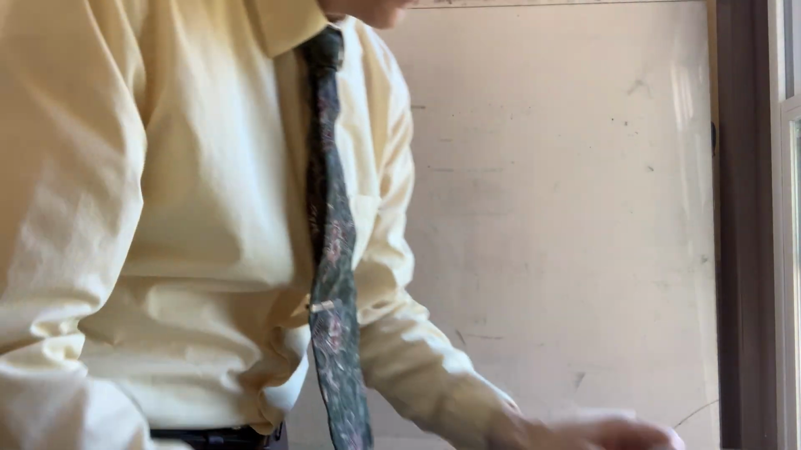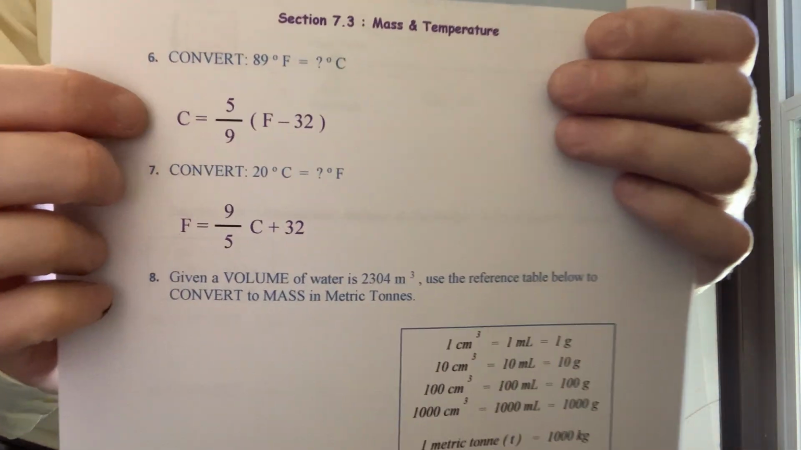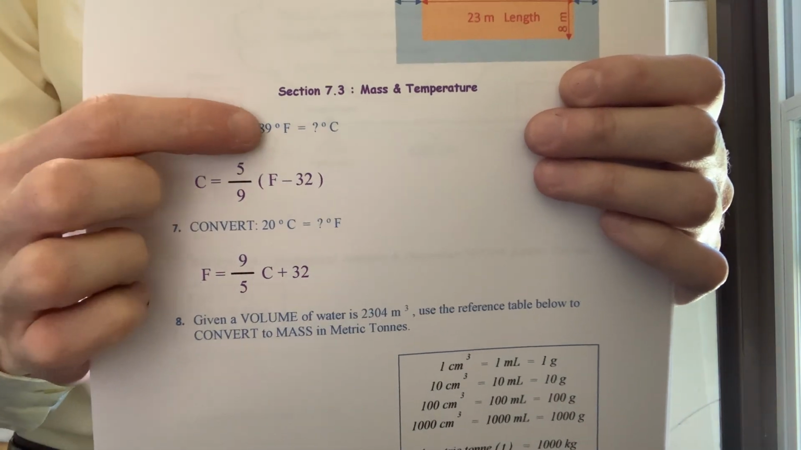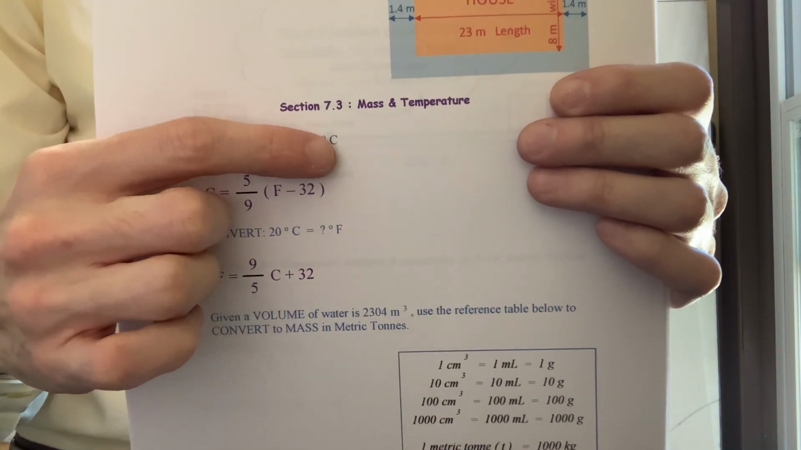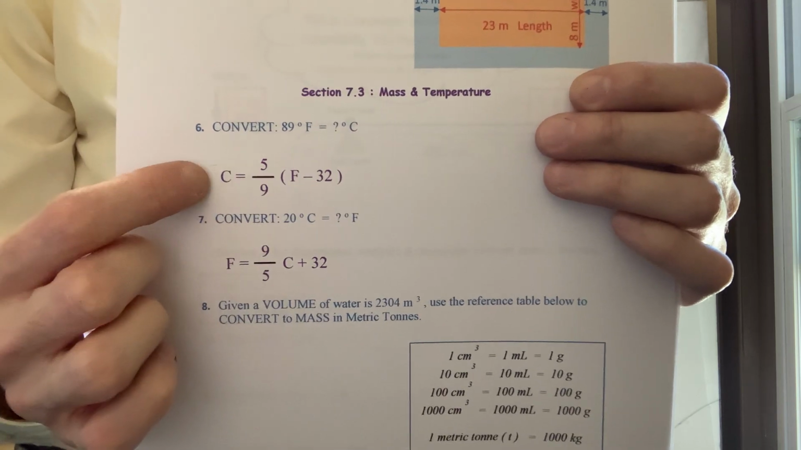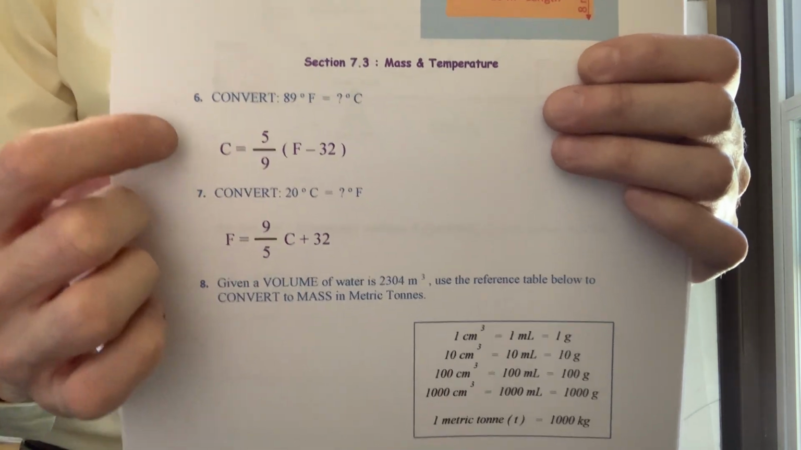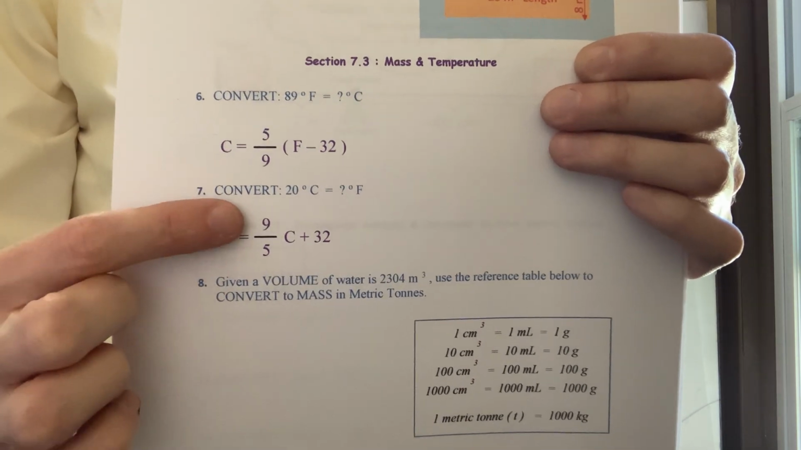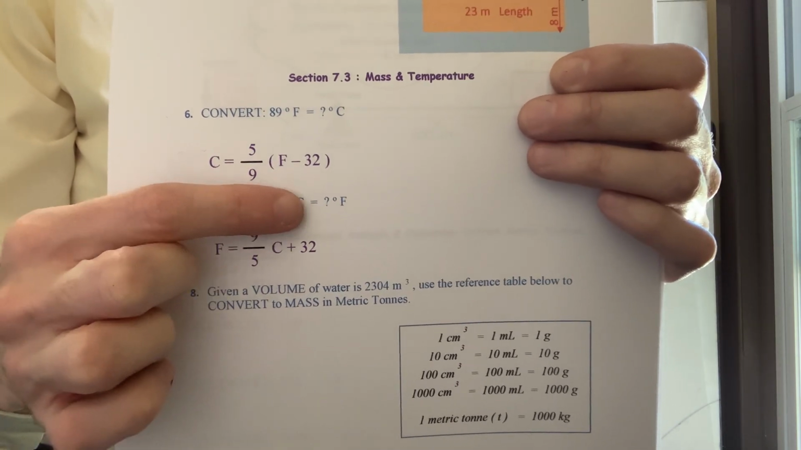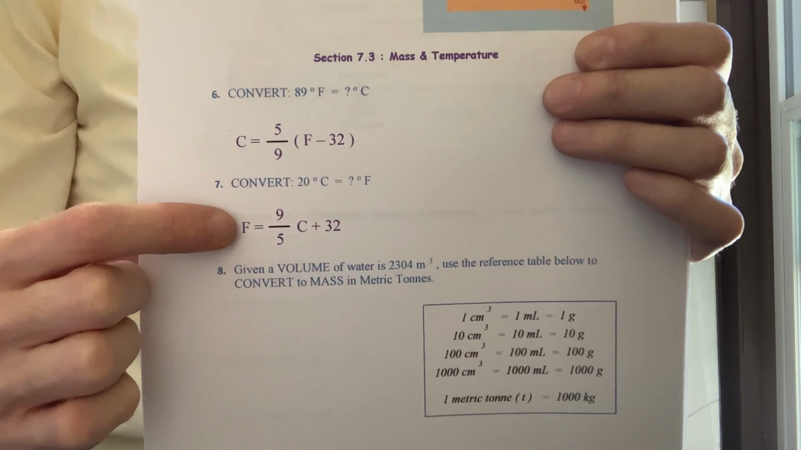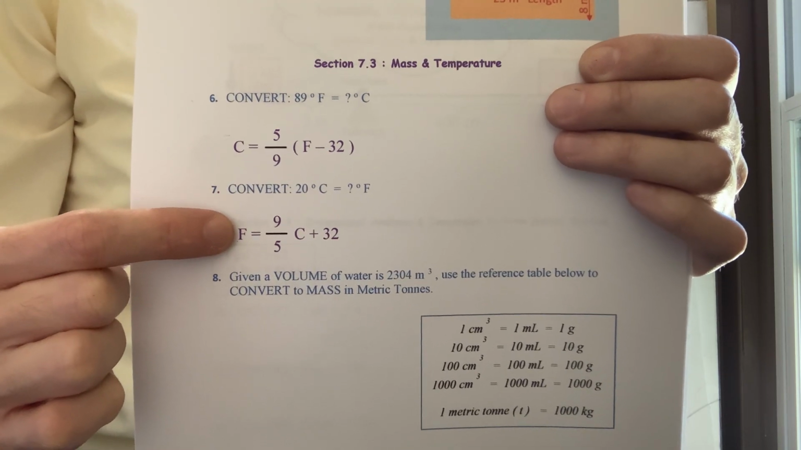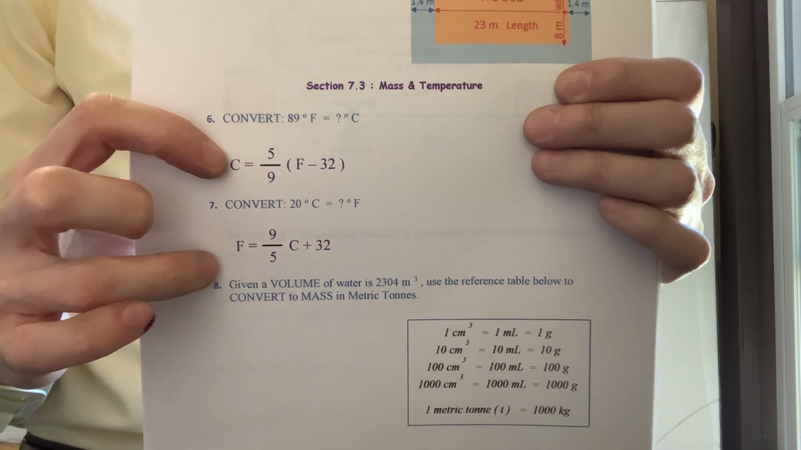Okay, now if you look at this test again, in the first problem it says convert 89 degrees Fahrenheit to so many degrees Celsius. This would be the appropriate formula where it is solved for C. The next question is convert 20 degrees Celsius to so many degrees Fahrenheit. This would be the appropriate formula, which is solved for F. So I gave them to you, you don't have to go looking for them.